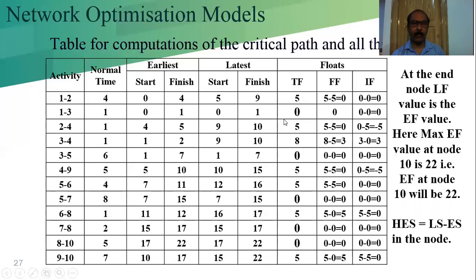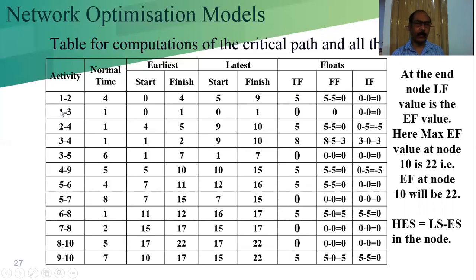Now if we observe properly, where is the total float 0? 1 0, 2 0, 3 0, 4 0, 5 0. So where the total float is 0 with respect to the activity, that activity is a critical activity. So 1 3 is our critical activity. 3 5 is our critical activity. 5 7 is our critical activity. 7 8 is our critical activity. 8 10 is our critical activity.